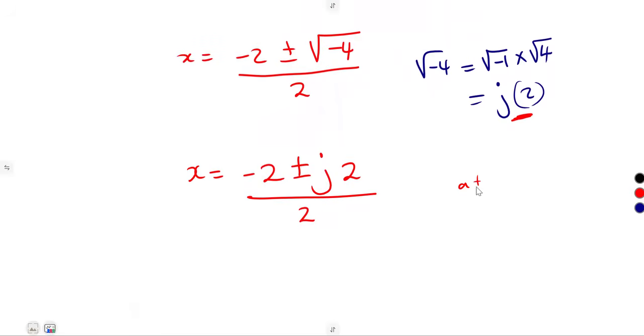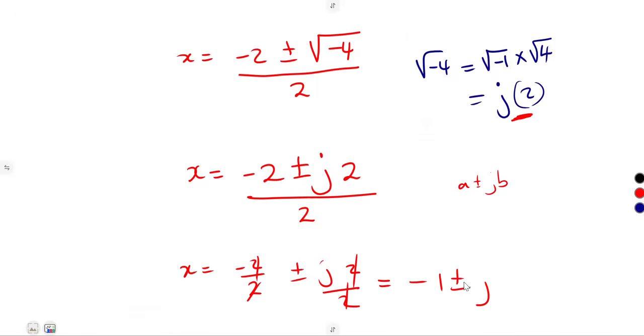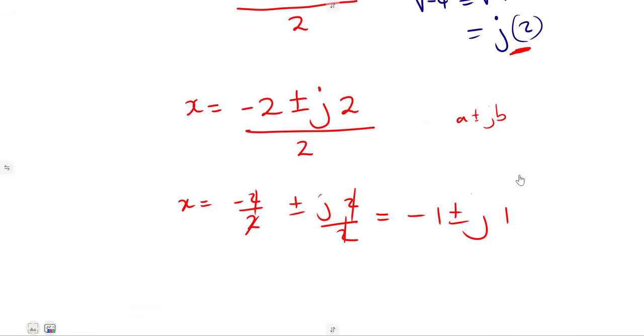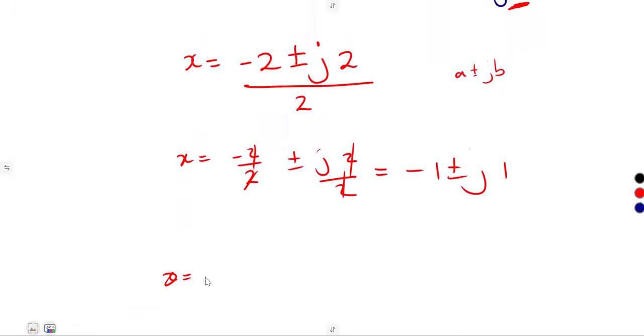So writing in the form of a plus or minus jb, we can divide, guys, each and every term. 2 is common. Plus or minus j2 over 2. So this can cancel, this can cancel. So it's minus 1 plus or minus j1. These are the answers for x. There are two possible values. The -1 plus j1, which is just j, or the -1 minus j1, which is simply minus j. Those are the two possible solutions that you can have at the end.